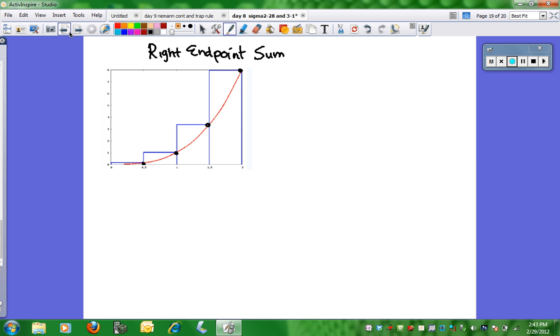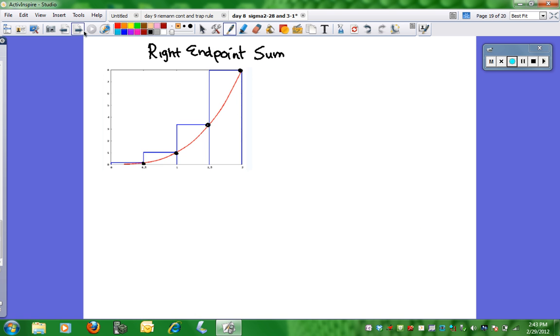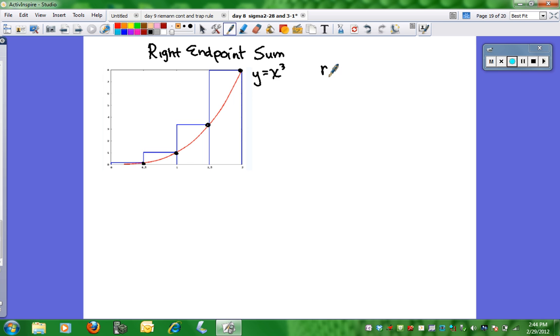Now, if you were just watching our other video with the left, you'll see all this beautiful work. If you haven't watched the left one, I would watch that. Some things are not going to change. We're still finding the area under the curve of y equals x cubed. We are still having 4 subintervals, so n is equal to 4 again.